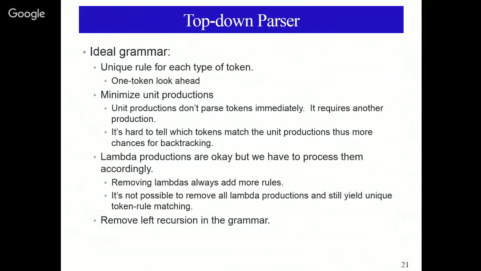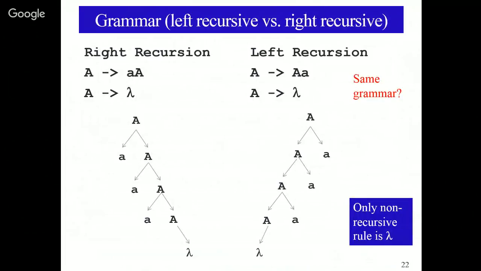Finally, we're going to talk about removing left recursion in the grammar. This is probably the hardest one. So if you look at these 2 grammars, I'm just generating a bunch of A's, nothing else. On one side, I have A, right recursion. On the right-hand side, I have the left recursion. They both generate A's. And the only other production is a lambda. In this case, these 2 grammars are exactly the same. I'll just flip them. So instead of a left recursion, I'll make it a right recursion.